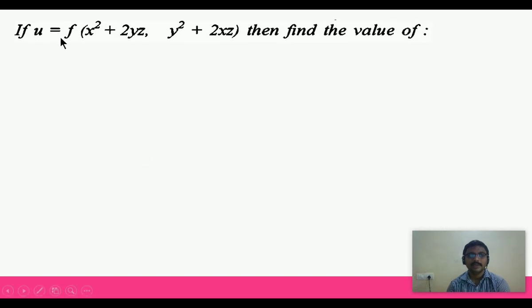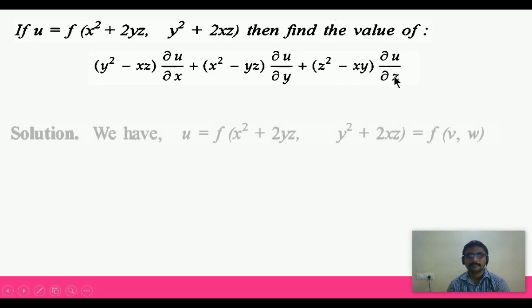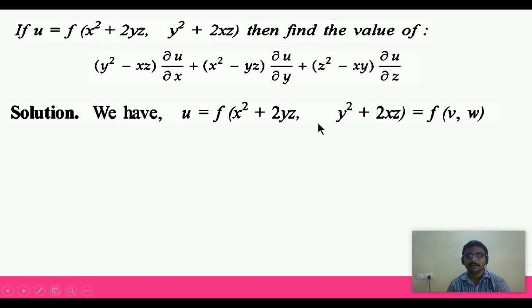Another sum: u is f of (x² + 2yz, y² + 2xz). Then find the value of (y² − xz) ∂u/∂x + (x² − yz) ∂u/∂y + (z² − xy) ∂u/∂z. Solution: given u, let it be f of (v, w). What is v here? x² + 2yz. What is w? y² + 2xz.